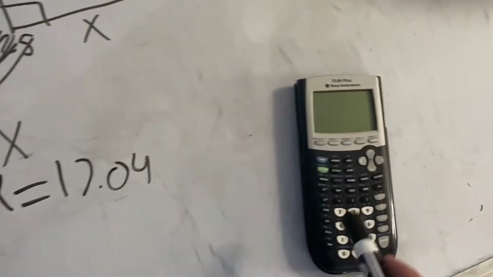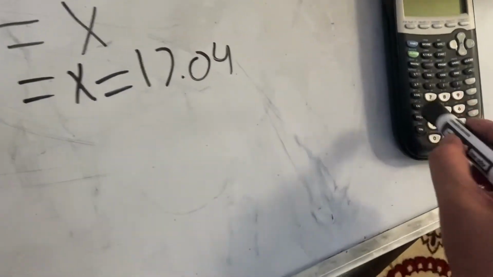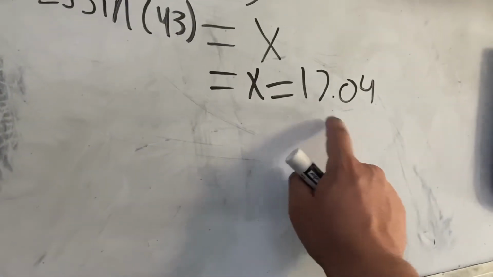And I just plugged it into my scientific calculator using the sine button, which can be found right there. And it gave me 17.04.